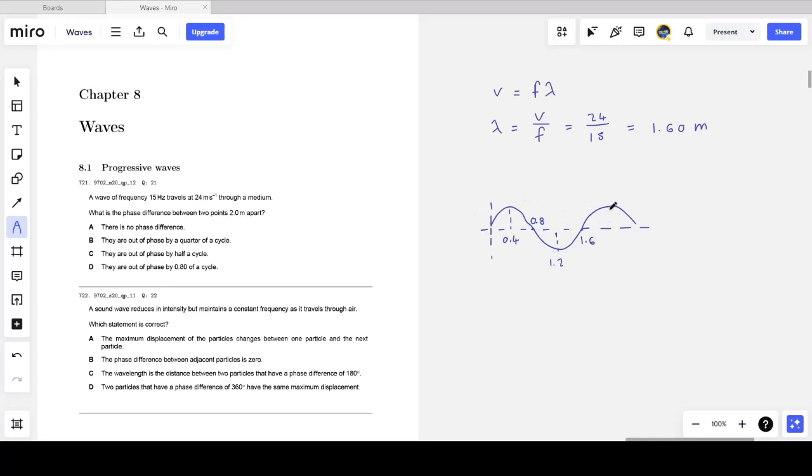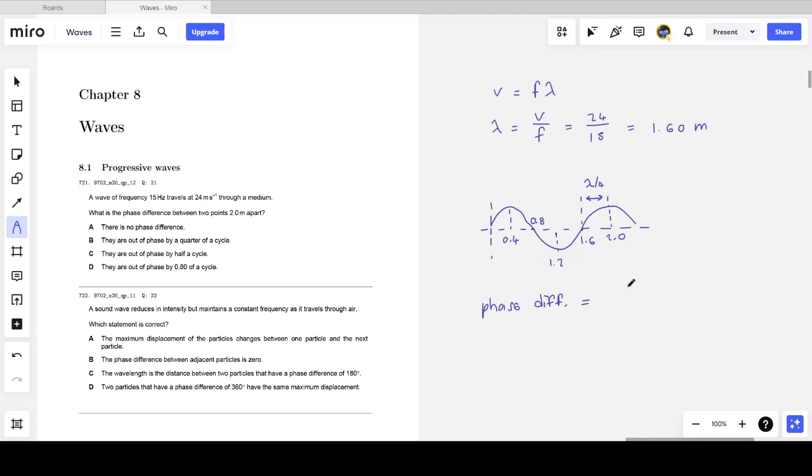And then 2 meters would be at the next crest. And what we can see here is that the difference between 1.6 and 2 is a quarter. So that's a quarter of a wavelength out of phase. So the phase difference for a point that starts at the origin, as we can see, will be a quarter of a wavelength out of phase.